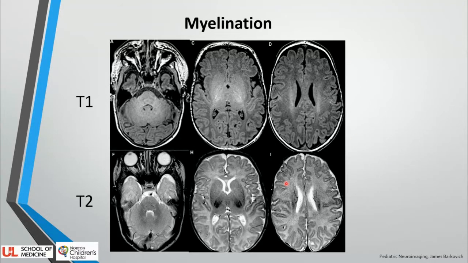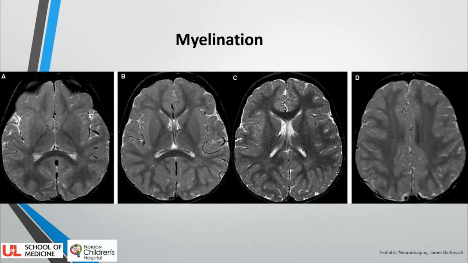So in a 6-week-old child, the middle cerebellar peduncle, the posterior limb of the internal capsule, and the periventricular white matter, seen here as bright signal on T1 weighted image and dark signal on T2 weighted image, should normally be myelinated. These are T2 weighted images in a 2-year-old child showing near complete myelination of white matter, seen as dark signal in the cerebral white matter, in the genu and splenium of the corpus callosum, as well as the anterior limb, genu, and posterior limb of the internal capsule.